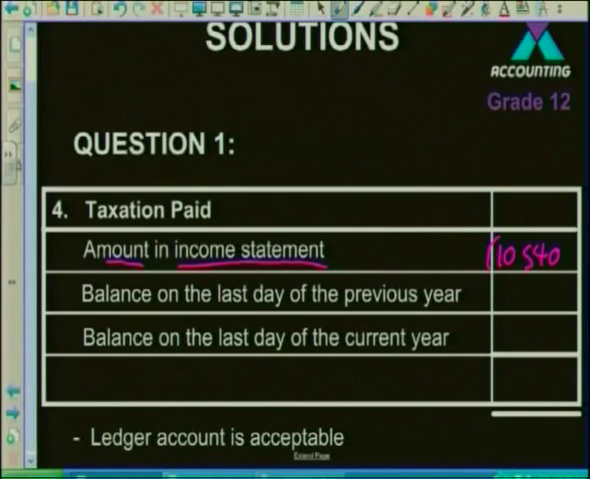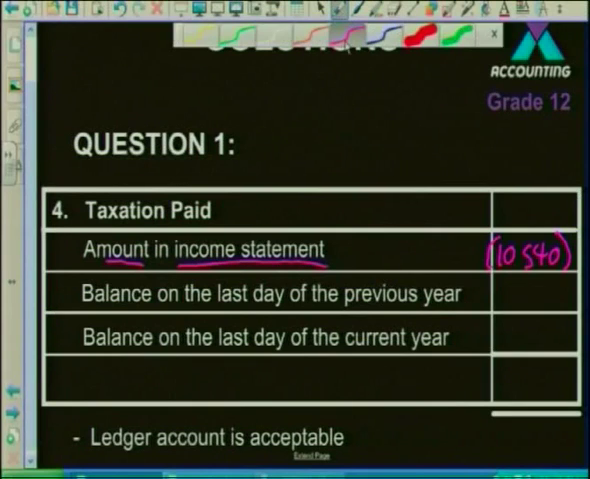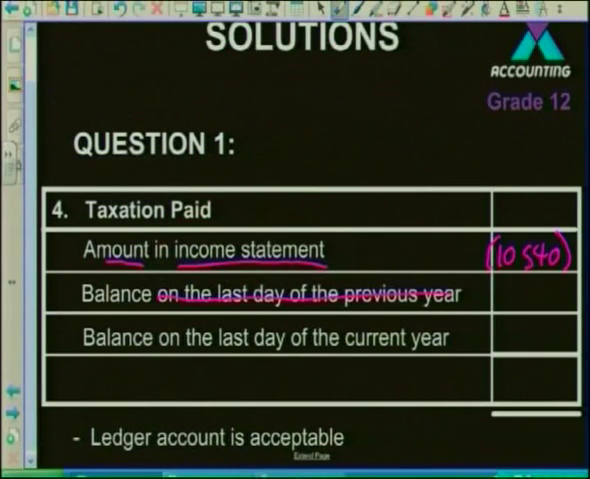Now again guys, this must be in brackets because it's going to represent an outflow of cash. This is the amount of tax we should have paid the receiver, and we're obviously trying to work out how much of tax did we actually pay the receiver. So that's the amount in our income statement. Let's now look at the rest of the note. We're going to look at the balance on the last day of the previous year, or as I prefer to call it, balance at the beginning of the year.